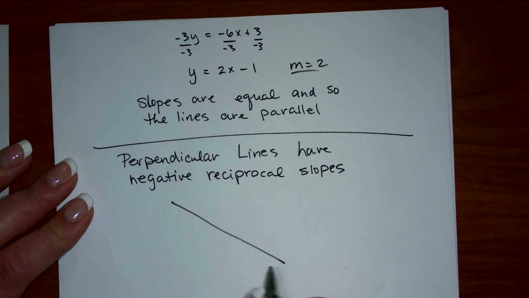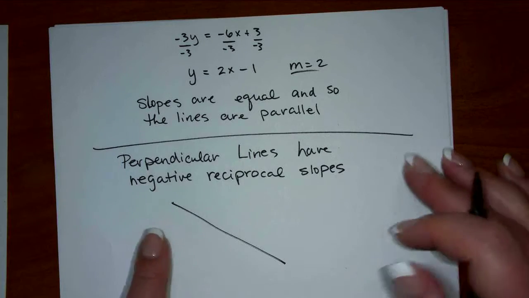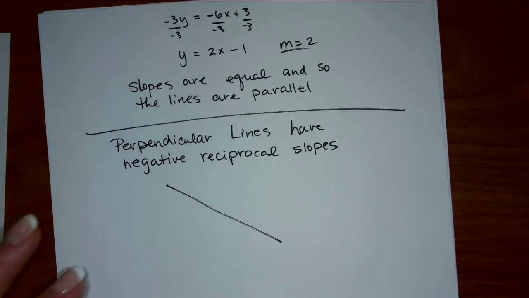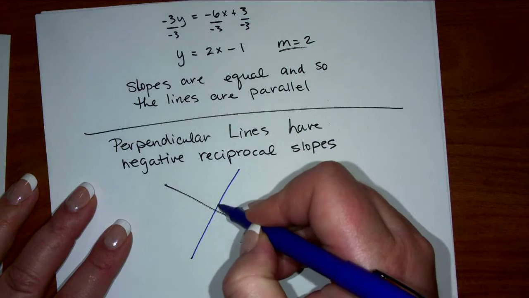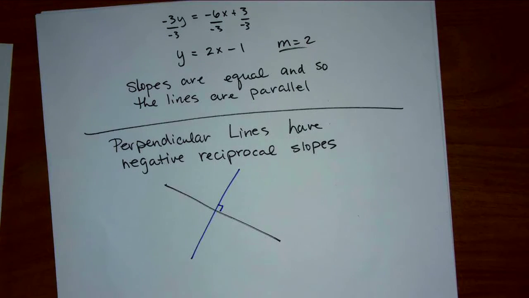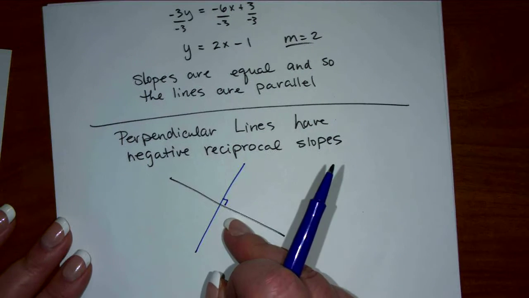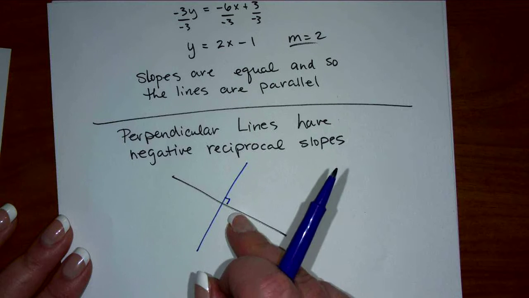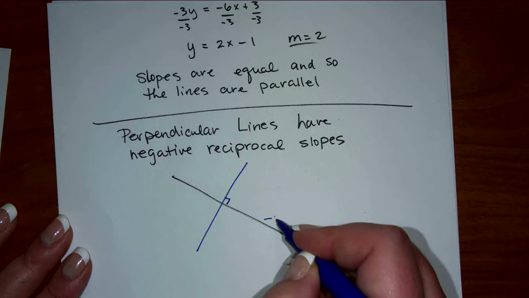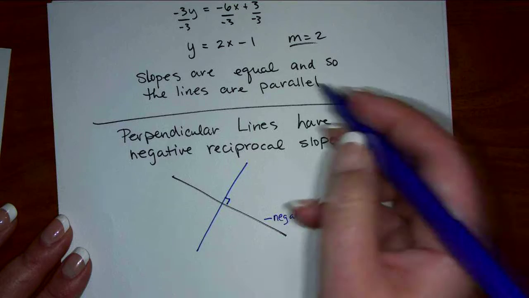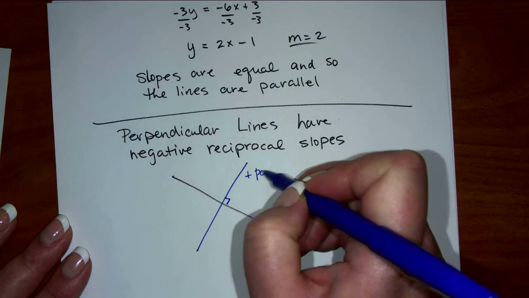Negative or positive? Negative. For the other line to be perpendicular to it, that's at a right angle, it has to be the opposite sign. Right? If one goes down, the other one has to go up. So they have negatives, or the different sign from each other. This would be a negative slope. And this one is a positive slope. So they have different signs from each other.